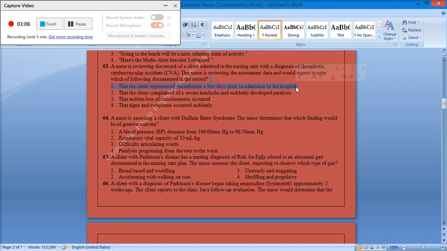The correct answer is 2. Respiratory vital capacity of 10 ml per kg.